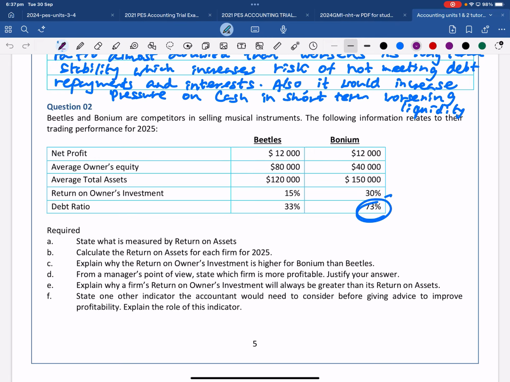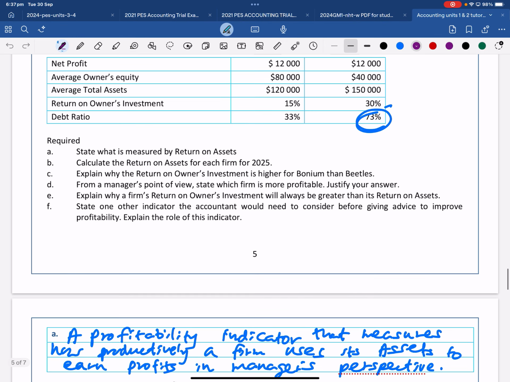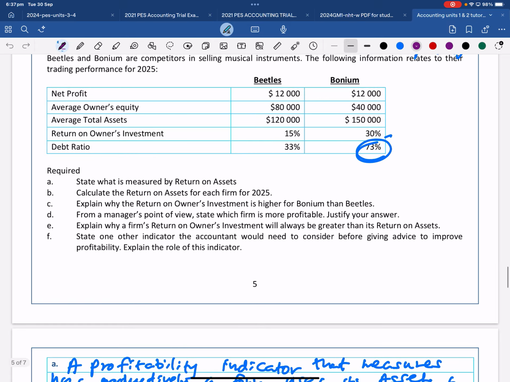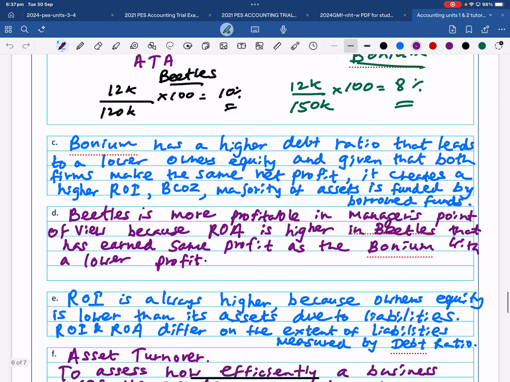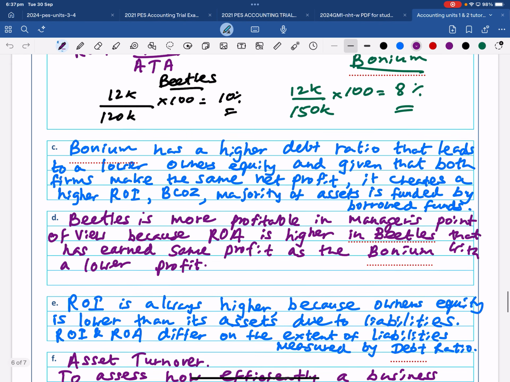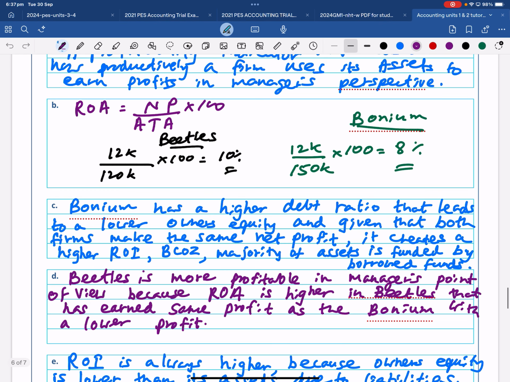So as a result, but the net profit is the same, they are making twice as much ROI as Beatles. So Bonium is having a higher return on owner's investment, right?